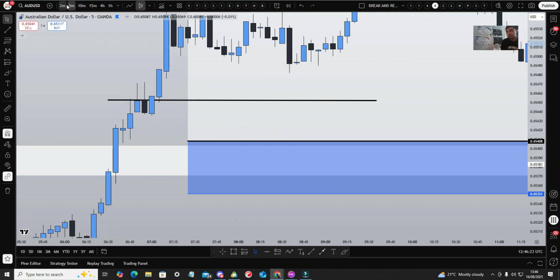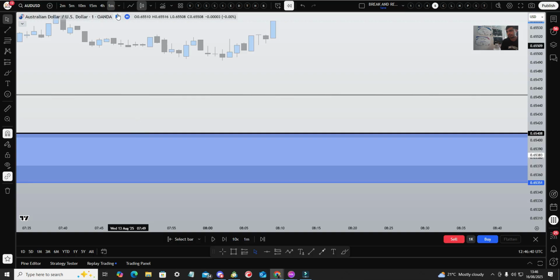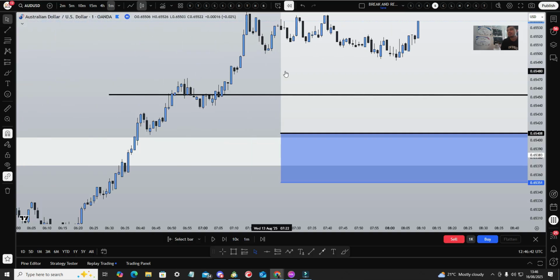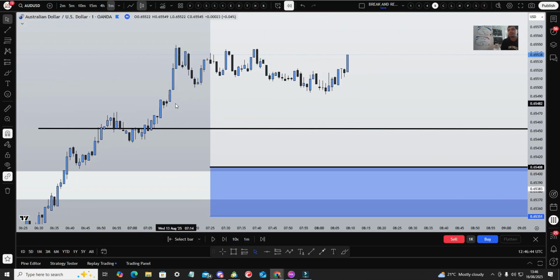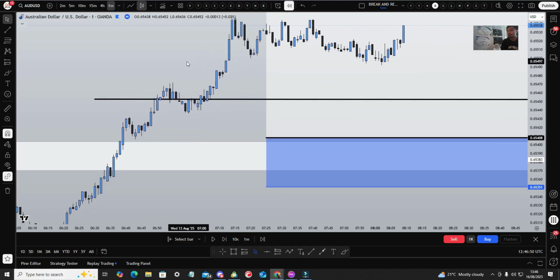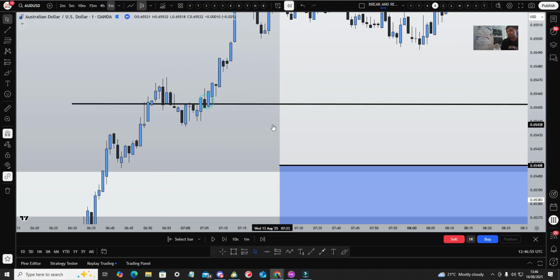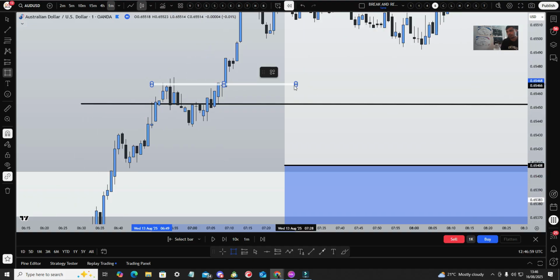If I was to go on the 1 minute time frame, let's do this. Look at this. Resistance, price breaks through. I was basically using the 15 seconds and all that, but the 1 minute is way more than enough. I don't even use the 1 minute.